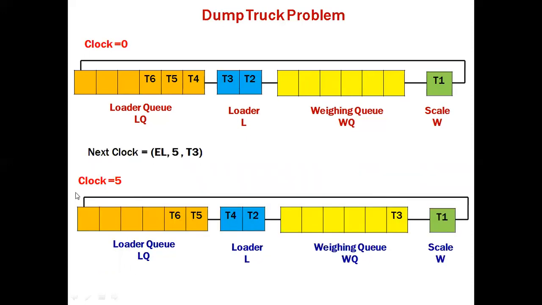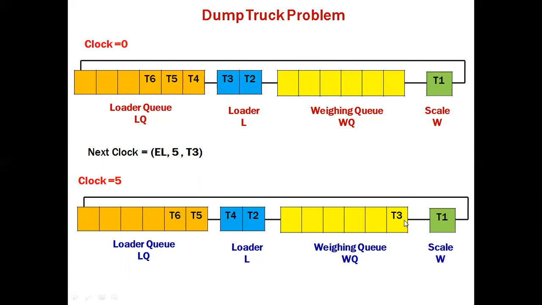Okay, so what is the current clock? 5. So it is still on the scale itself. So T1 you are not removing. Now what are you supposed to do? You will have to end load T3. That means T3 loading is done now. So what are you supposed to do? This T3, you need to bring it to the weighing queue. So T3, I will bring it to the weighing queue.